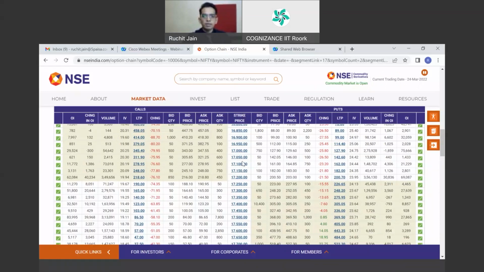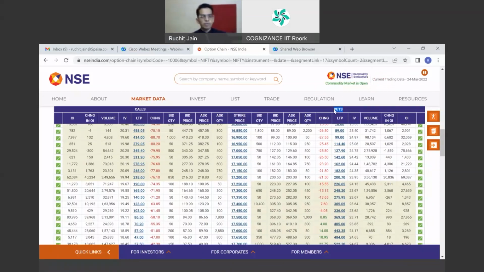Now you can see over here LTP. LTP is the last traded price, which is the premium, the current market price or current market premium. There is an LTP for call options as well as put options. So for the 17,200 call option, the current premium or market price is 218 rupees. For the 17,200 put option, the current market price is 200 rupees.